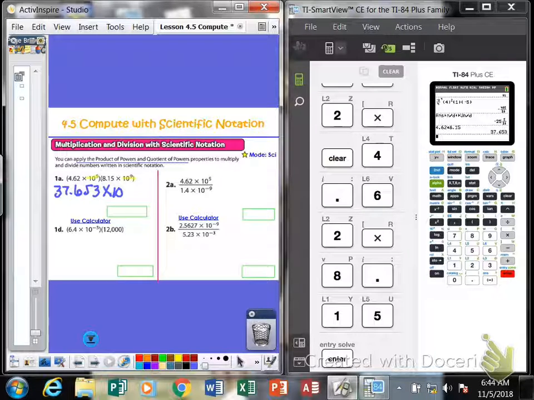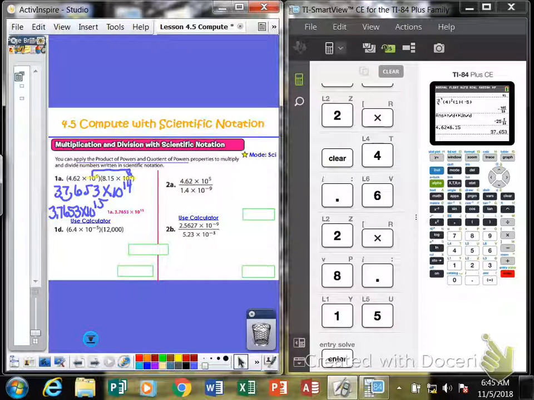Times 10 to the, and because these are the same base, 10 to the 5th and 10 to the 9th, we add the exponents, which would be 10 to the 14th. But, ladies and gentlemen, we are not done because 37.653 is not scientific notation. So I have to put my decimal in between the 3 and the 7. Then I get 3.7653 times 10 to the, well, because I moved my decimal one place, I need to add one onto the exponent, and I get the same answer, 3.7653 times 10 to the 15th.